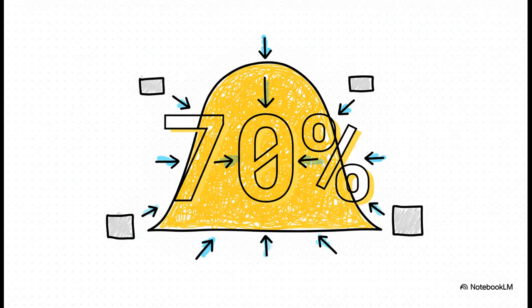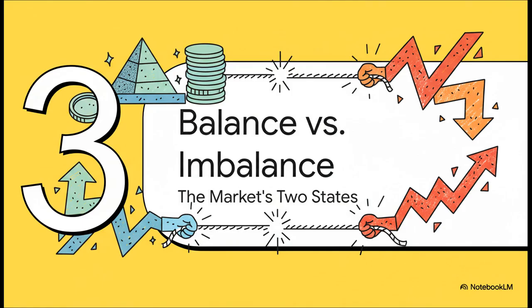Now, this isn't just some random number. It's actually based on a normal distribution, a bell curve. It represents where most of the action is. It's like the market's gravitational center. Sure, prices might wander away from it, but they often feel this really strong pull to come back to this zone of accepted value.